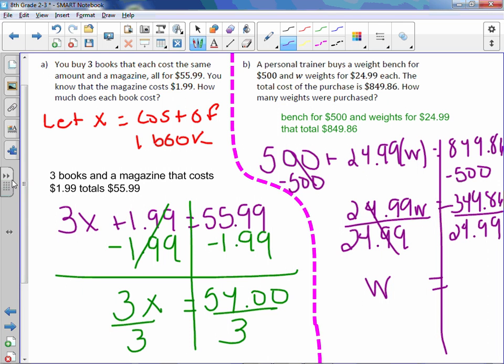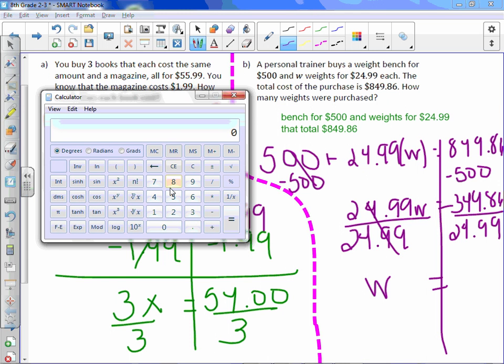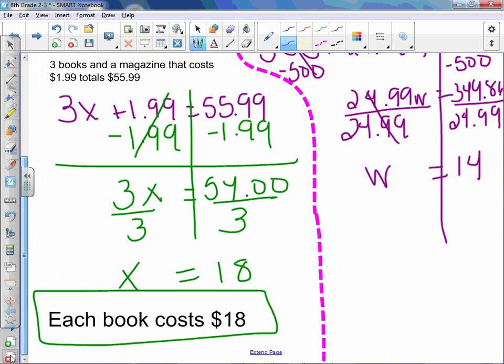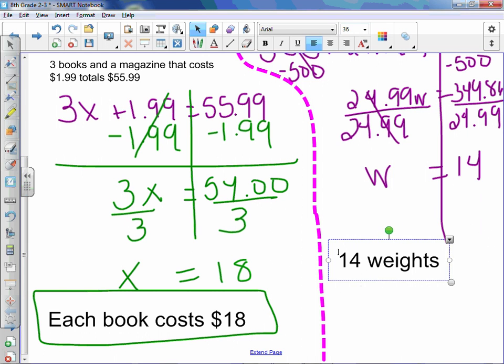And this one we're using a calculator for. Just double check my math. 849.86. We subtracted 500. So far, so good. Now we need to divide by 24.99. And we get a nice number of 14. The question asks how many weights were purchased. We would answer with 14 weights were purchased.